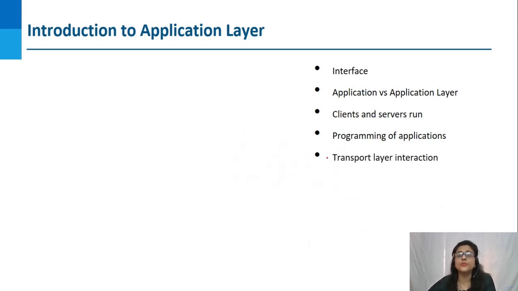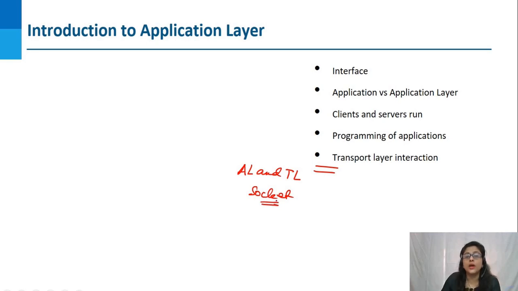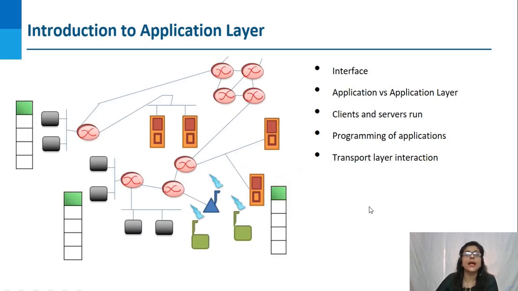Next comes transport layer interaction. As I said, this is the interface between the application layer and the transport layer. The application layer and the transport layer interface is known as the socket. We are going to learn about sockets shortly. Let us understand the application layer with respect to this diagram.